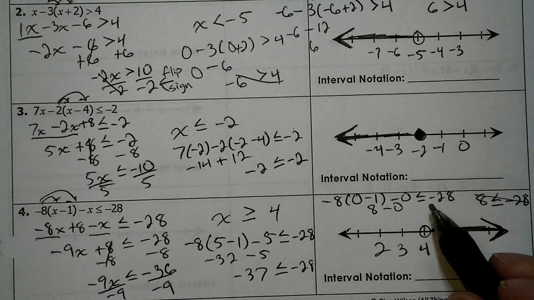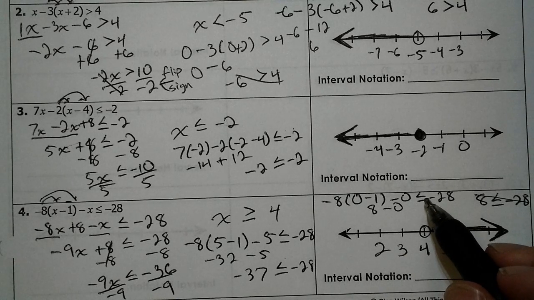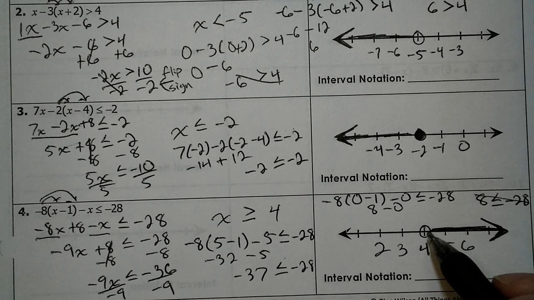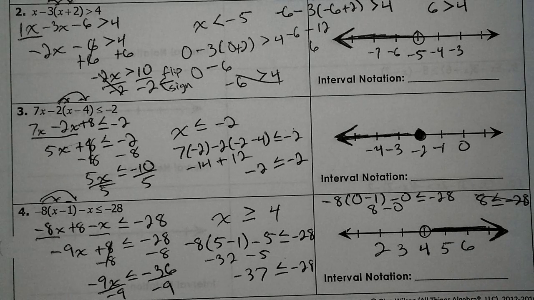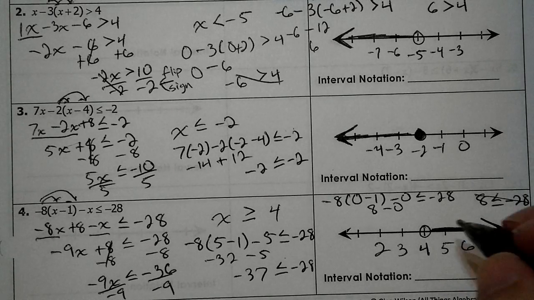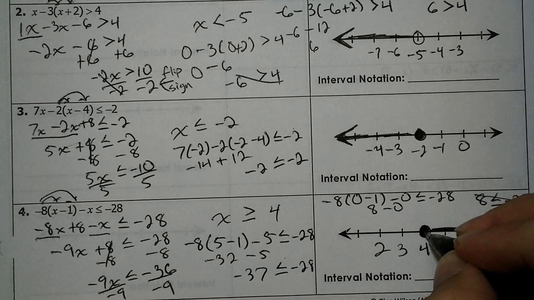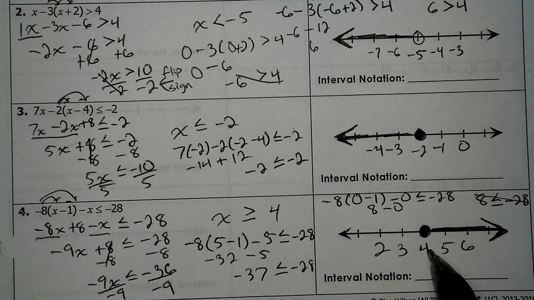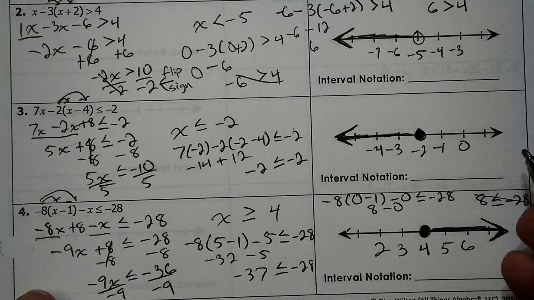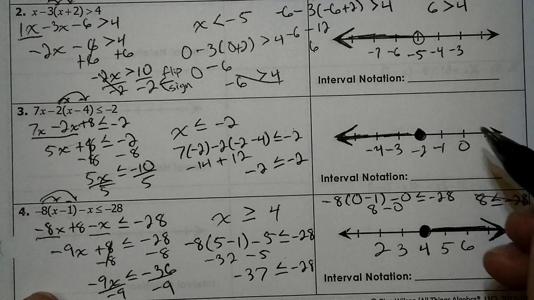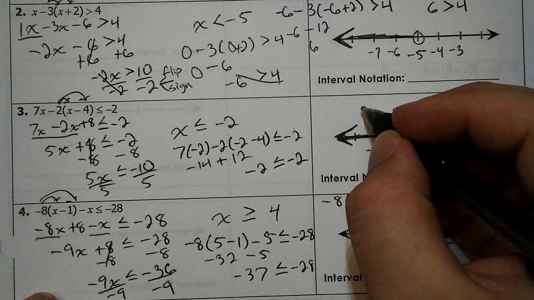The one thing we left out, this doesn't just say less than, it says less than or equal to. So what do we need to do with this bubble here? Good. We need to fill it in. We include 4 as a value. And if you're not sure, take that number and plug it in. So, and I know we're running out of room, so I'm just going to work it up here where I've got some room.